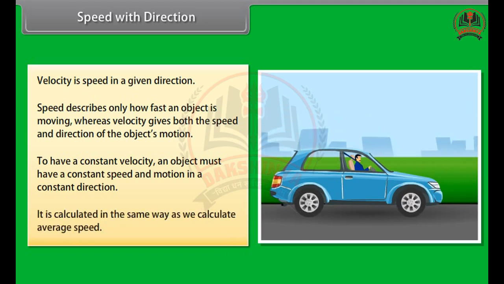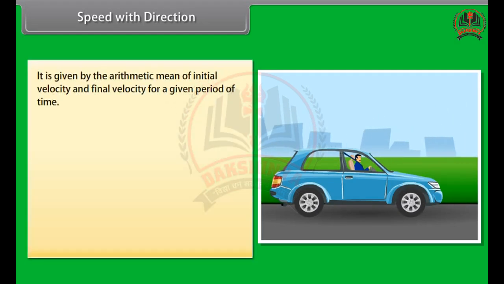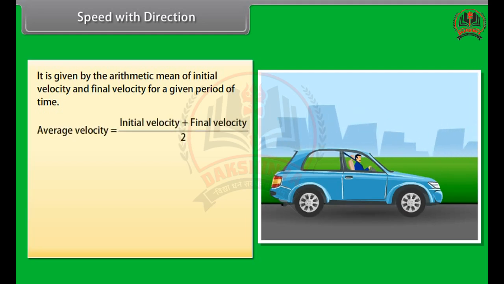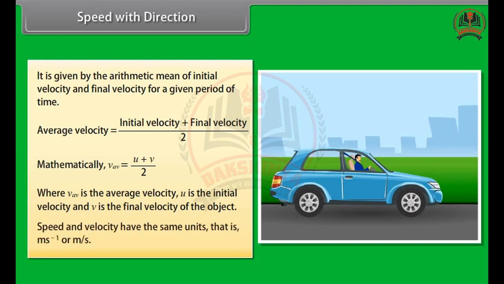Average velocity is calculated in the same way as we calculate average speed. It is given by the arithmetic mean of initial velocity and final velocity for a given period of time. That is, average velocity is equal to initial velocity plus final velocity by 2, where v_av is the average velocity, u is the initial velocity, and v is the final velocity of the object. Speed and velocity have the same units, that is, meter per second.